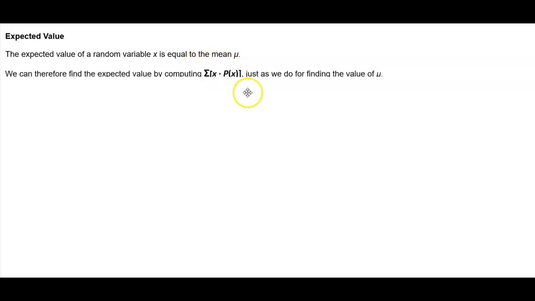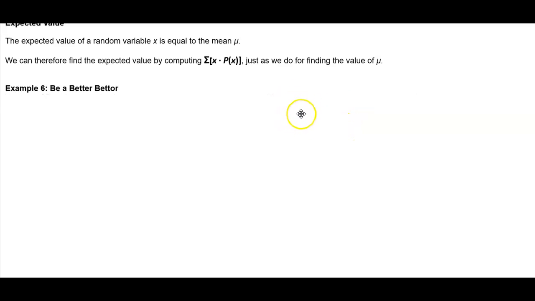Expected value. The expected value of a random variable x is equal to the mean, which is the population mean. Now, we can therefore find the expected value by computing the sum of x times the probability of x, just as we do for finding the value of the population mean. So let's take a look at example 6.